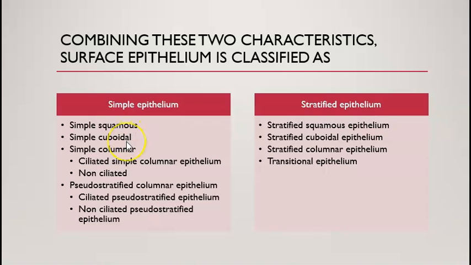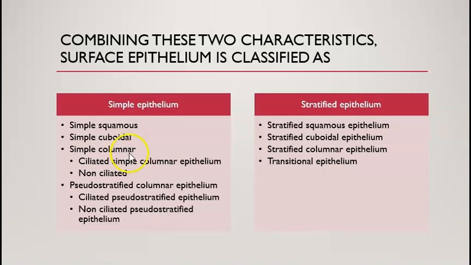The next is simple cuboidal epithelium. These are a single layer of cube-shaped cells with a centrally located nucleus, and these are usually found on the surface of the ovary, lens of the eye, kidney tubules, and smaller ducts of many glands, and make up the secretory portion of some glands. Functions are secretion and absorption.